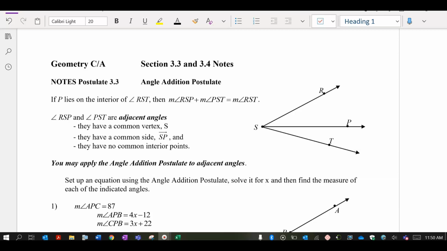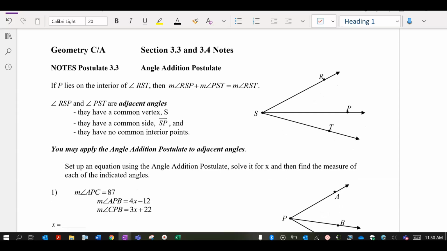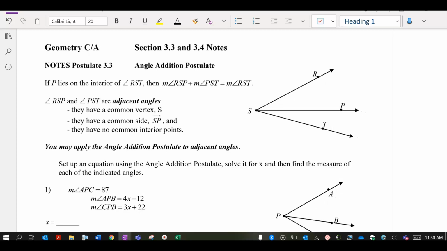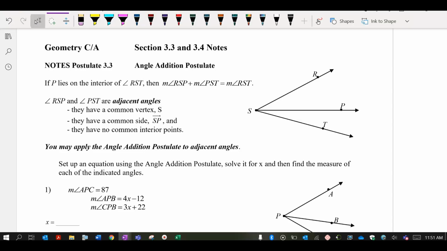In today's video, we're going to be talking about section 3.3 and 3.4, so it might be a little bit of a long one. In this one, we're first going to talk about the angle addition postulate. I know we talked about the addition postulate with segments, when we had betweenness, in a sense, when we had a segment.